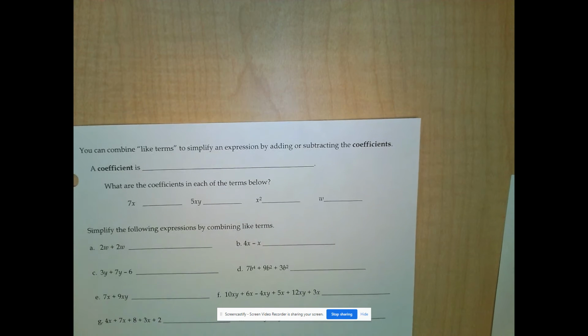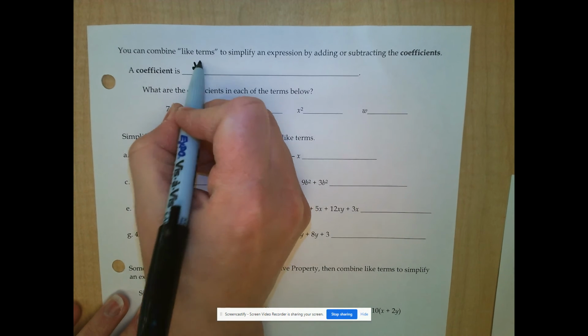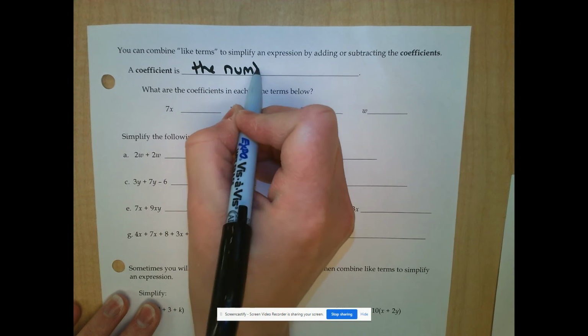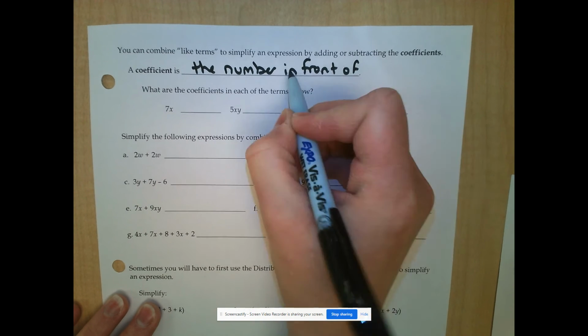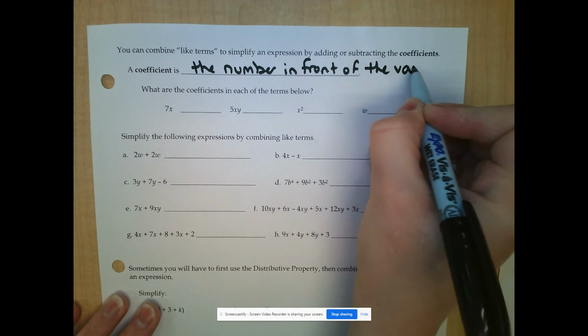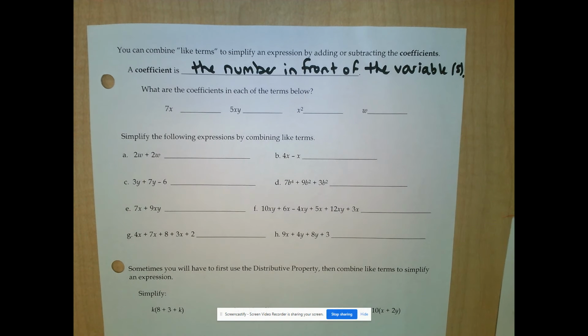You can combine like terms to simplify an expression by adding and subtracting their coefficients. So the coefficient is the number in front of the variables. Sometimes there's only one variable, sometimes there's more than one. So in front of the variable or variables.